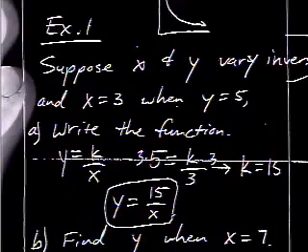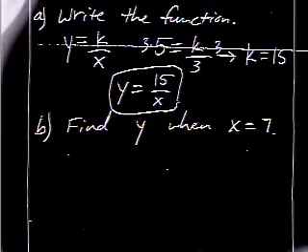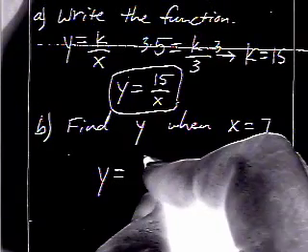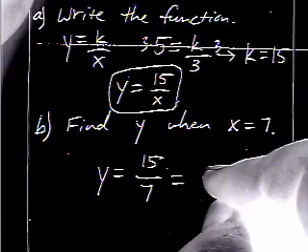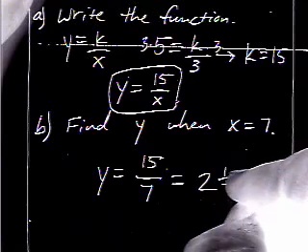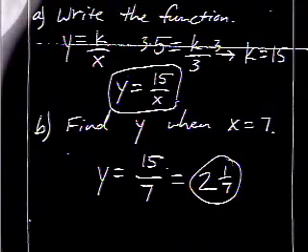Well, then they're going to go on to say, okay, now that we know that, why don't you find y when x equals 7? So if we know that the k value is 15 and the x value is 7, then we can plug those in and get 2 1/7. Obviously there's a decimal equivalent to that, 2.14, I'm sure. But you can figure that one out on a calculator.